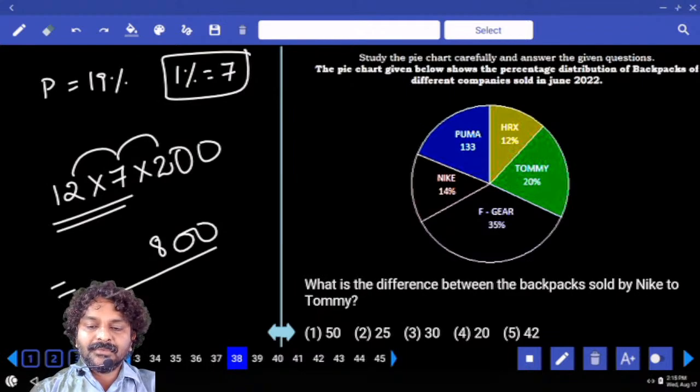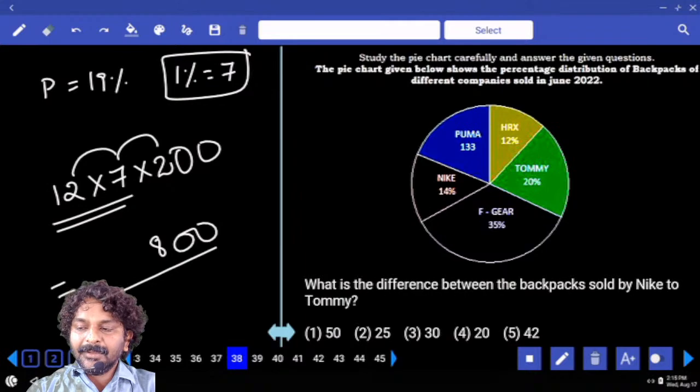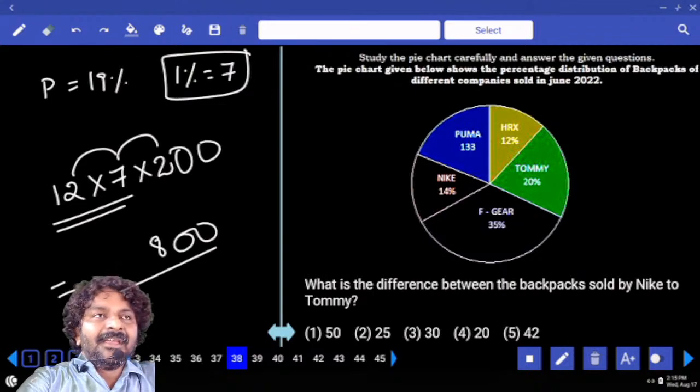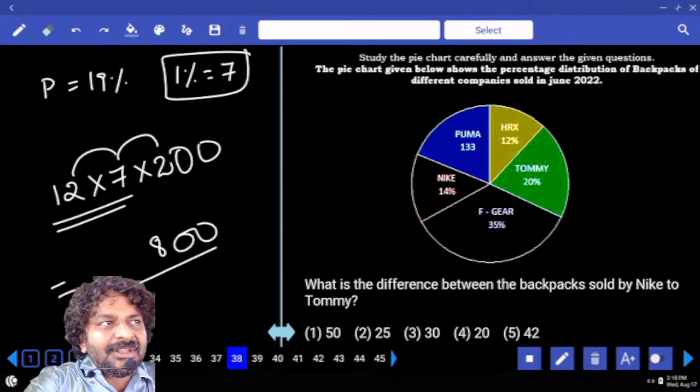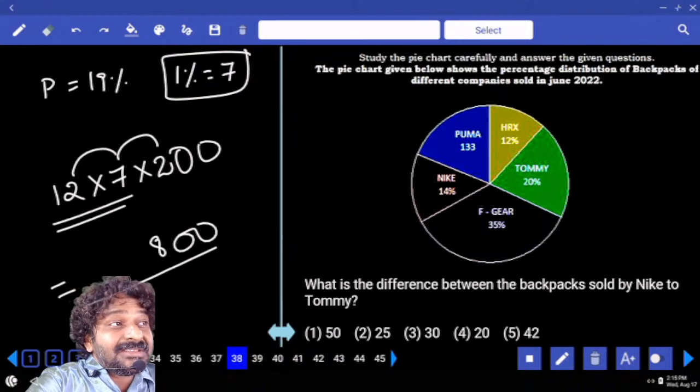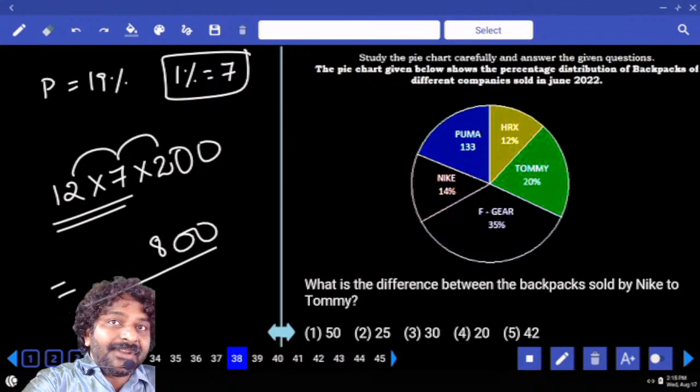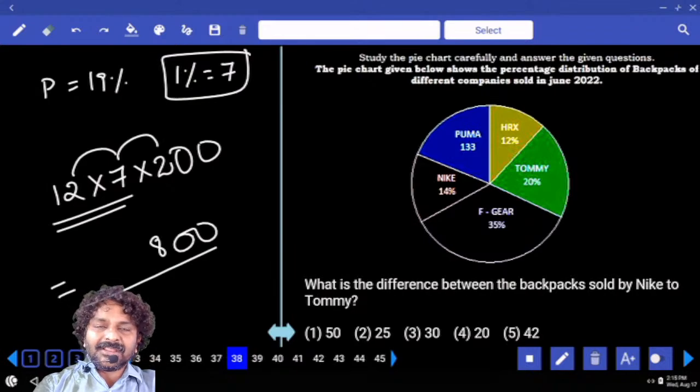Next, what is the difference between backpacks sold by Nike and Tommy? You know that every piece of information is in terms of percentage only, and every number is an integer only, where 1% value is some 7 multiple. We're asked to calculate the difference of 2 multiples of 7, so the answer must be a multiple of 7, and how many are there? Only one. Fifth option directly.